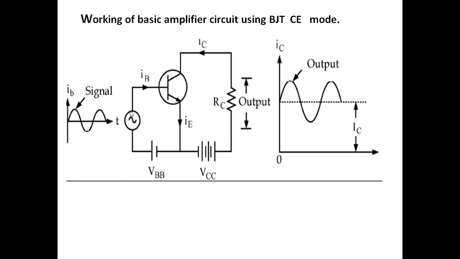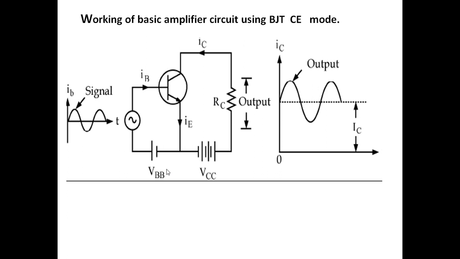Here we have two DC voltages. One is VBB, which is connected at the input side, in between the base and emitter terminals, and VCC is the DC bias voltage connected between collector and emitter. This is in output, this is in input. So what is the need of VBB and VCC? These are DC voltages to keep the transistor in the active region.